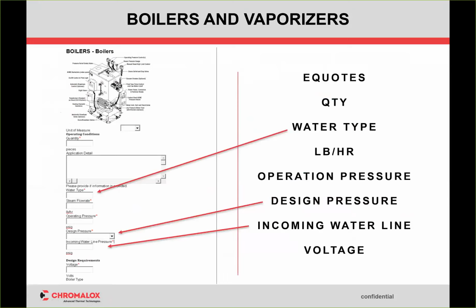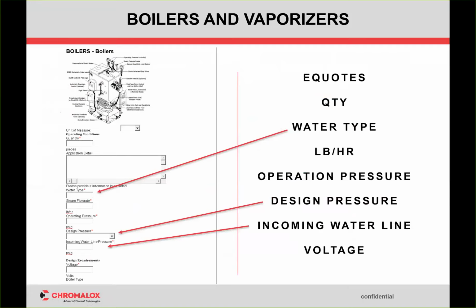Enough about push and direct connect. Let's just talk boilers in general. When you go for a request, even for a direct connect boiler, you still use the boiler eQuote template. No different. Now it's going to ask you water type. So is it city water? Is it treated water? That's going to lead to maybe what kind of materials we're going to use. So be conscious of that.